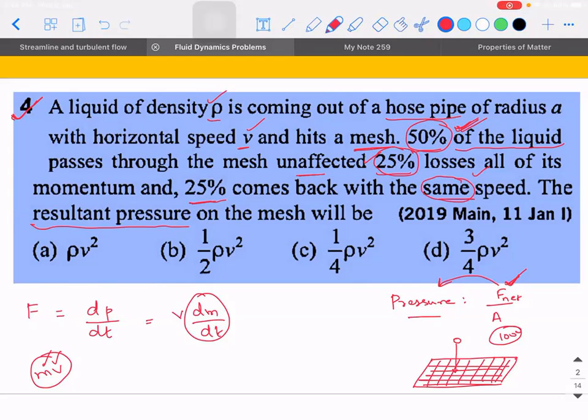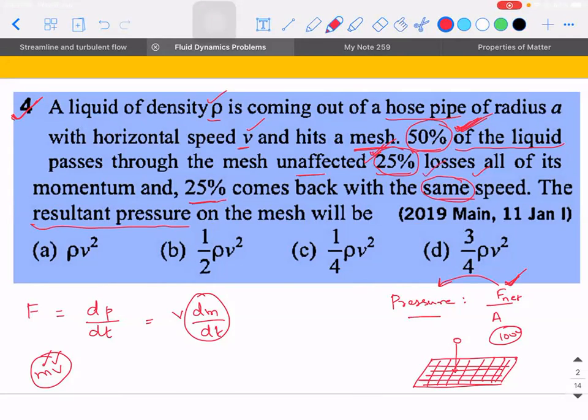Second and third 25%. The first 50% has no change of momentum because it is going undeviated. Means no change in momentum. Whatever momentum with which it hit, the final momentum is also same. So change in momentum is zero. The second 25%, what is happening? There is a change in momentum because initially it had speed. After hitting the mesh, it stopped. So there is a change in momentum.